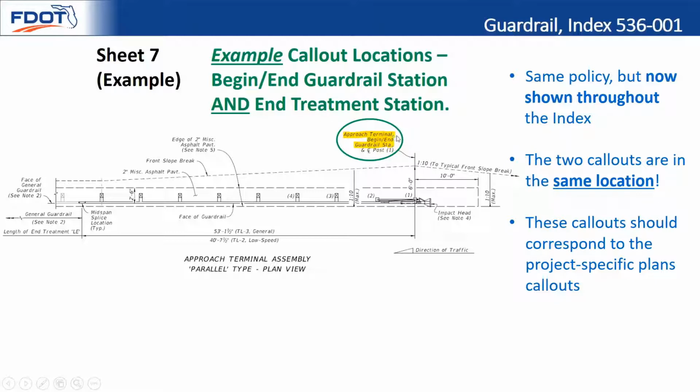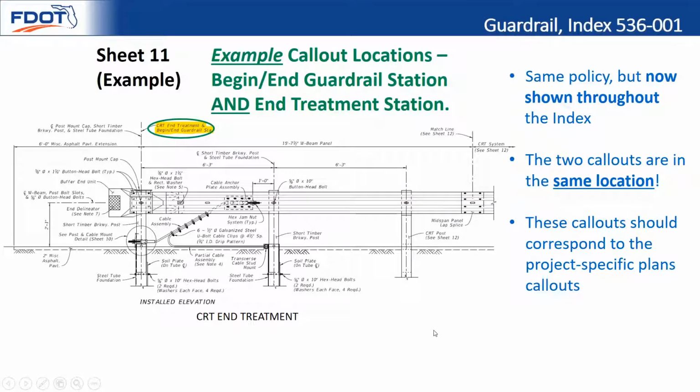So here we have approach terminal, begin guardrail station, both at post 1. That's how it's now labeled in the standards. So then that would be very similar to the way it shows up in the project-specific plans. So similar, CRT end treatment, same thing, CRT end treatment, begin guardrail station, same location, post 1.